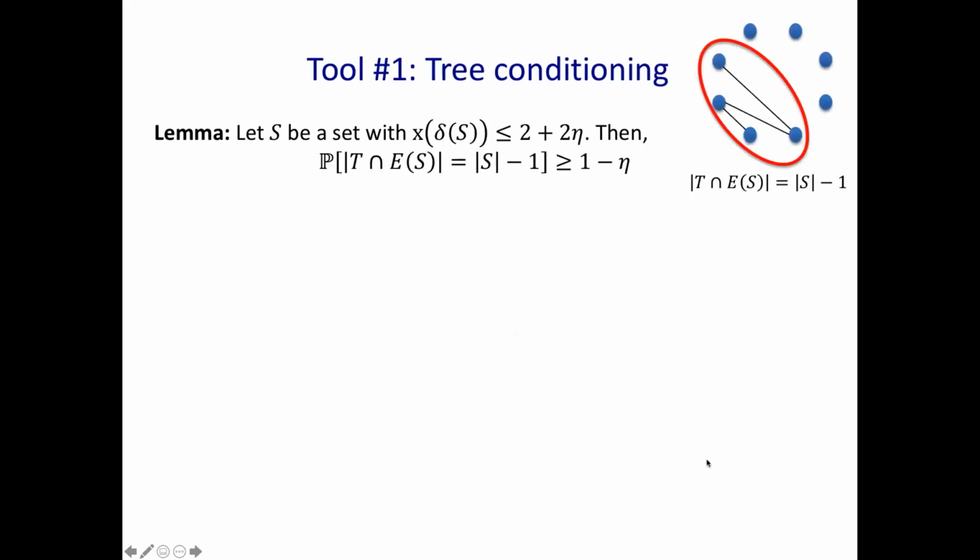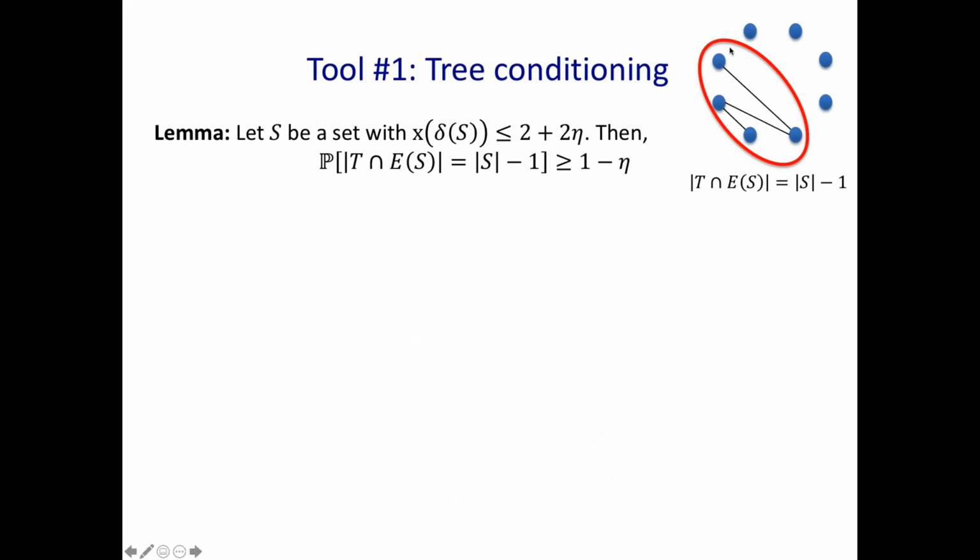The first tool is one we use over and over again in our result, not just in this section. And the property is as follows. Let S be a set, which is a near minimum cut with respect to x. Then with high probability, the sample tree T restricted to S is itself a tree. So formally, the probability that T intersect the edges of S is exactly the size of S minus 1 is at least 1 minus eta.